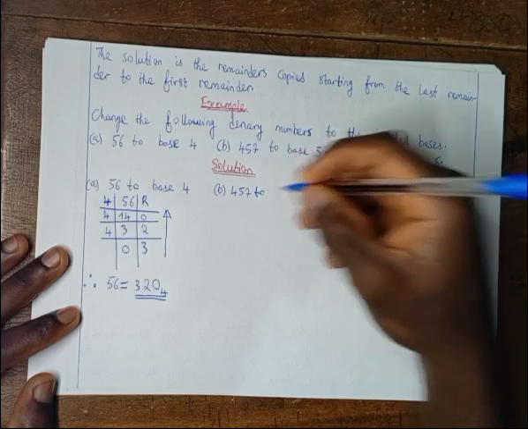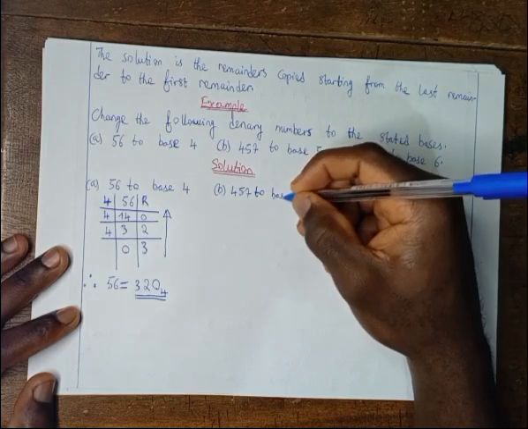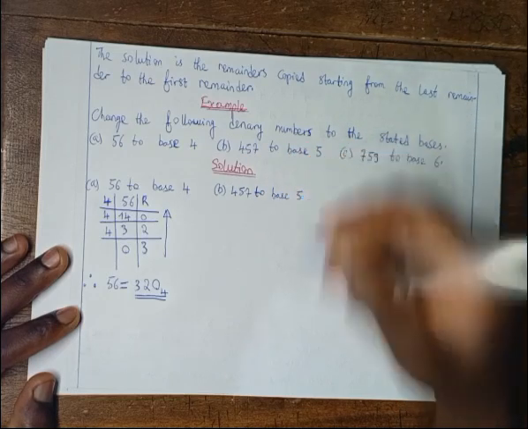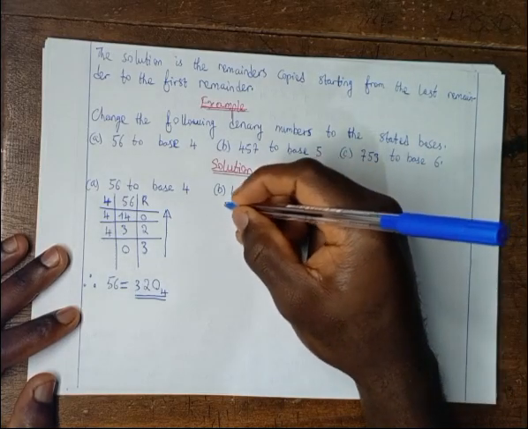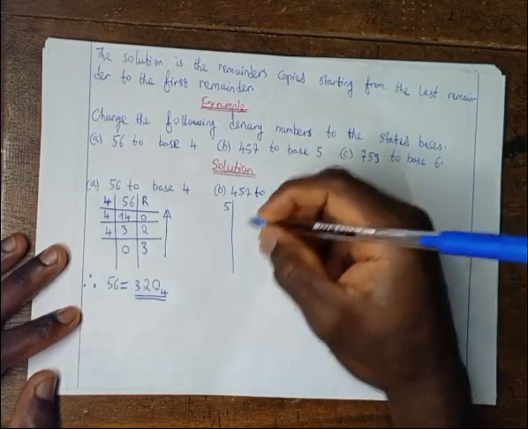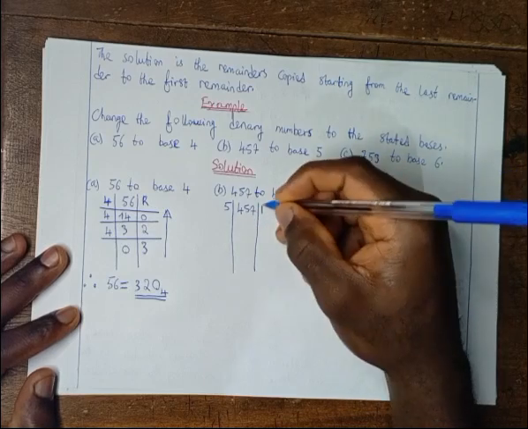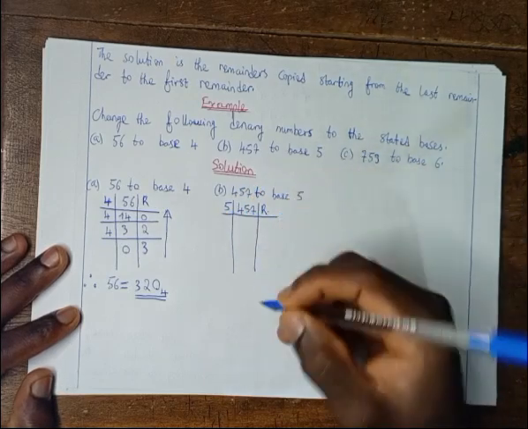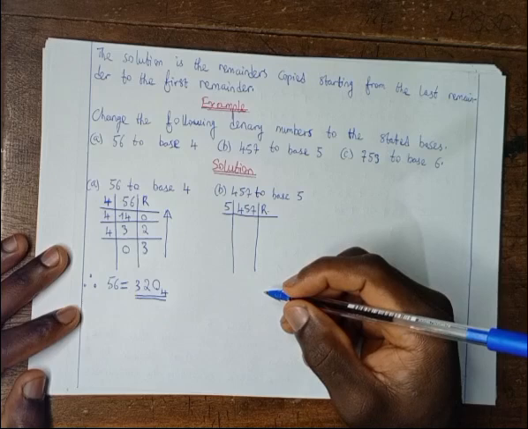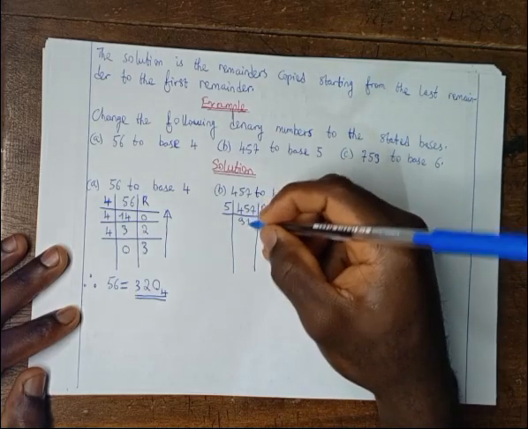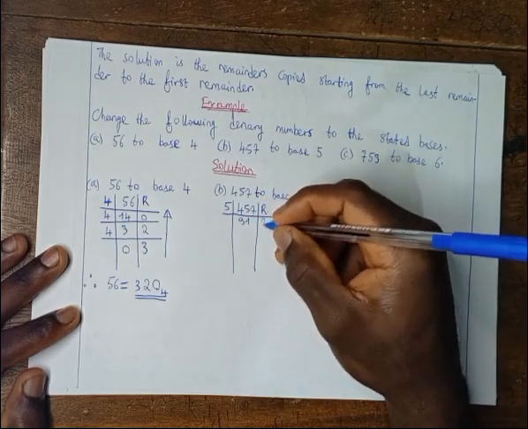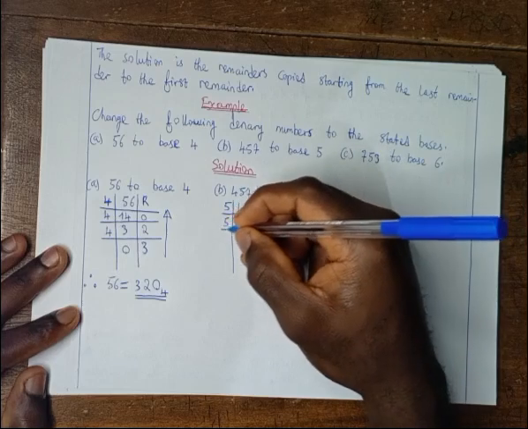457 to base 5. We're still going to make use of repeated division. For the first column, we have 5. The second, we have the number 457. The next, we have the remainders. We divide 457 by 5, it gives us 91. Remainder 2, bring down 5.